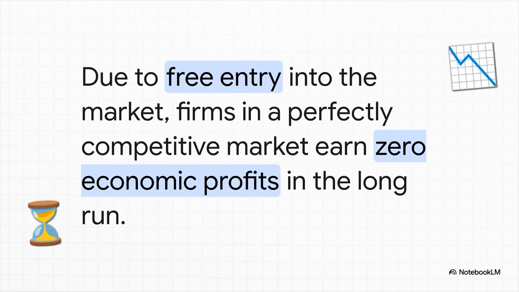So here's where that free entry and exit rule really kicks in. If companies in this market are making a nice profit, other entrepreneurs are going to see that and say, hey, I want in on that. They jump into the market, which increases the total supply, and that, in turn, pushes the market price down. This just keeps happening until all those extra profits get competed away and firms end up making zero economic profit. Now, that doesn't mean they're broke. It just means they're covering all their costs, including what they could have earned doing something else.